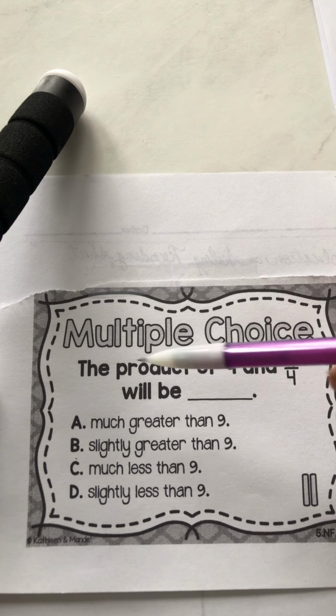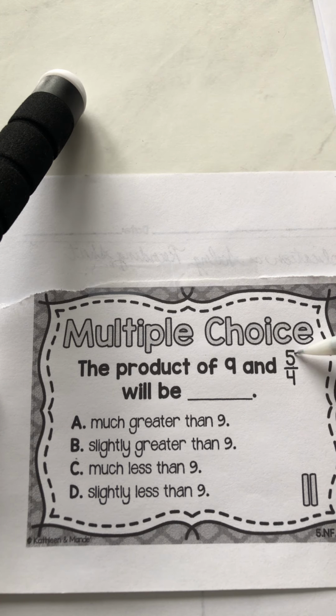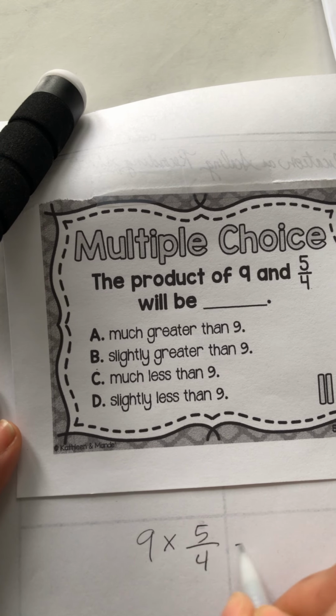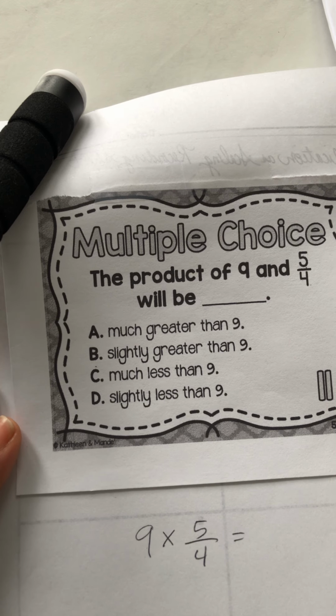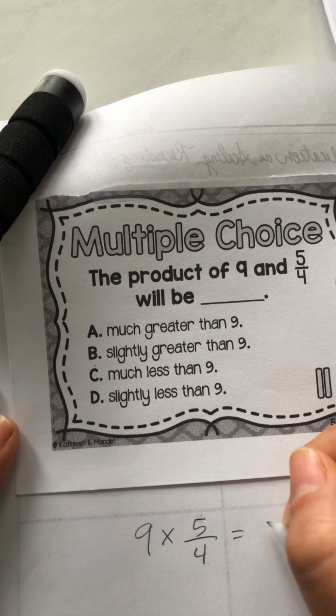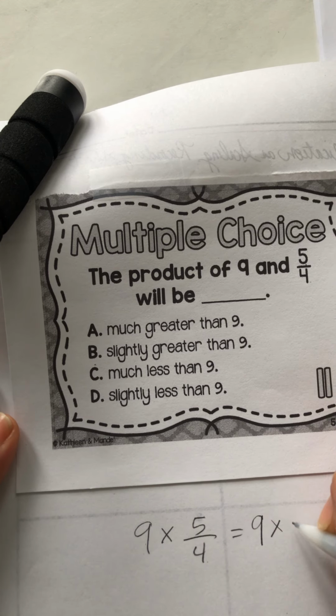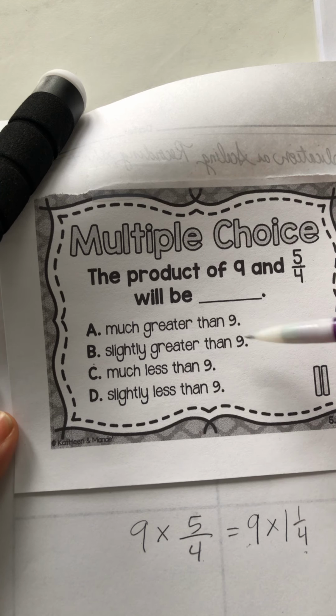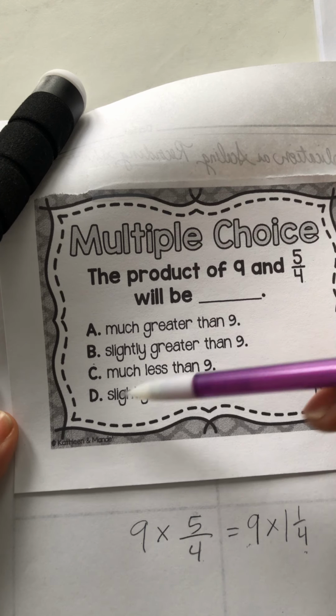It's multiple choice. So the product of 9 and 5/4 will be, all right, so 9 times 5/4. Okay, so 9 is a whole number. 5/4 is written as a fraction, but if you convert this into a mixed number, it's actually 9 times 1 and 1/4. Both those factors are greater than 1, so your product is going to be greater than both the factors. So let's see what our choices are. It's going to be much greater than 9, slightly greater than 9, much less than 9, slightly less than 9.